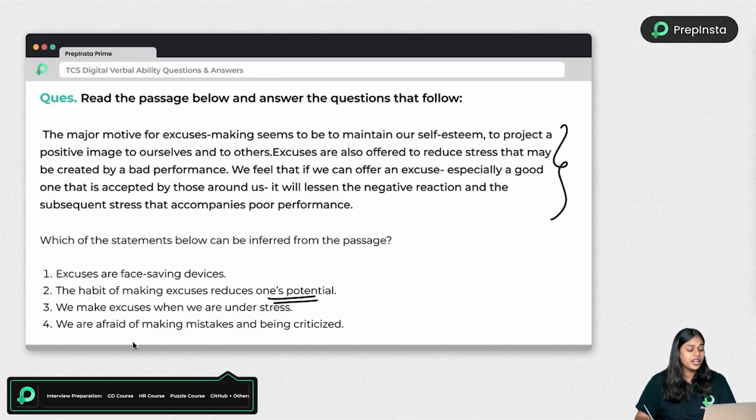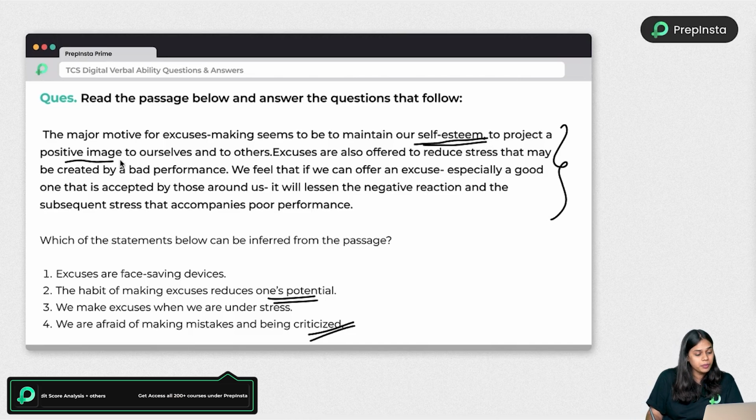No. We're afraid of making mistakes and being criticized. Now, that can also be an option over here. Let's read the entire passage once again. The major motive of excuse making seems to be to maintain our self-esteem, to project a positive image to ourselves and to others. Now, there's the answer.